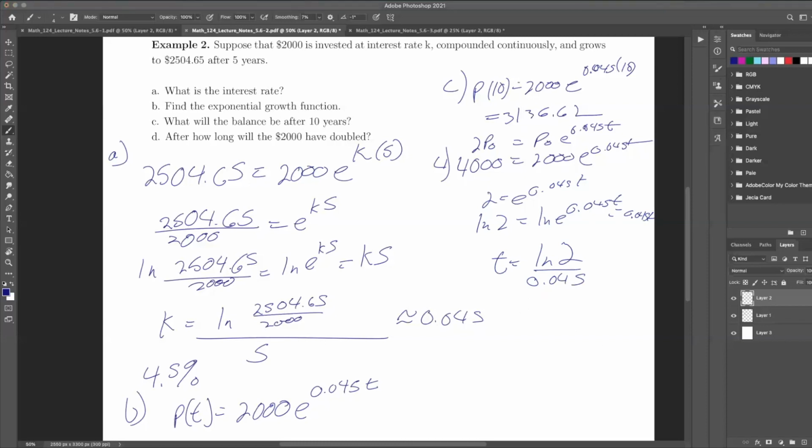So that means t here is equal to 15.4 years. So in 15 years, it'll double its money, right? So we'll get double what you put in. So that's all of this. So I'll give you a second to copy that down.